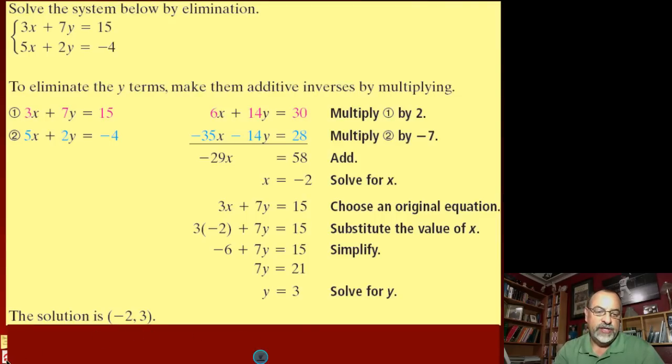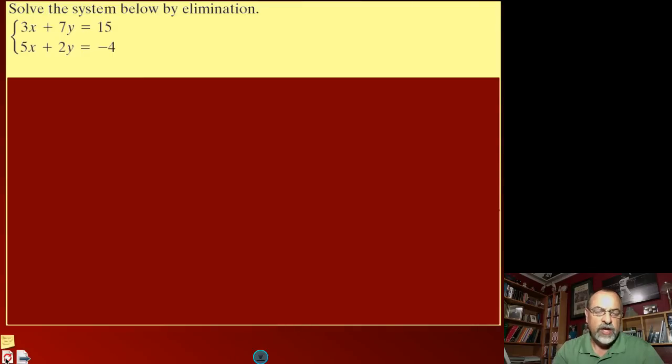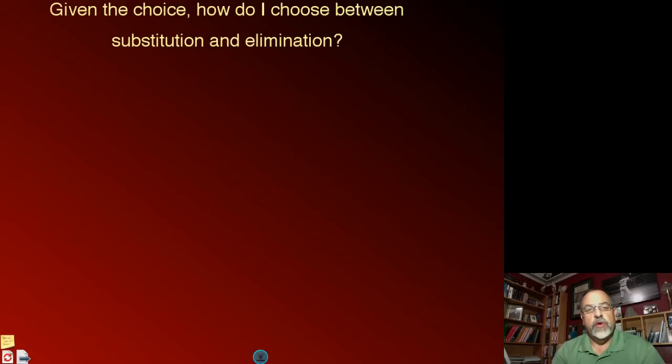So that's elimination. Now, a few comments about how to decide which one is the most valuable or the best to know how to do, perhaps. So given the choice, how do I choose between substitution and elimination? Now, on some problems they tell you to do substitution, you must do substitution. On other problems they say use elimination, you must use elimination. But if you're given the choice, which one should you use and why?